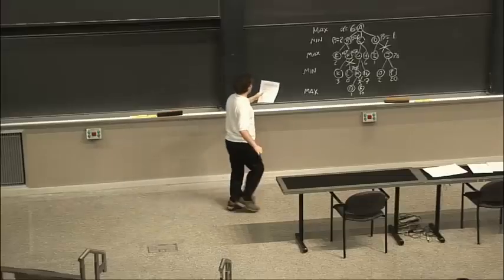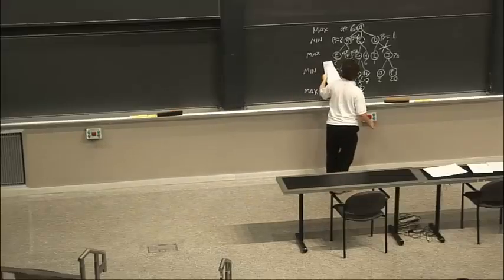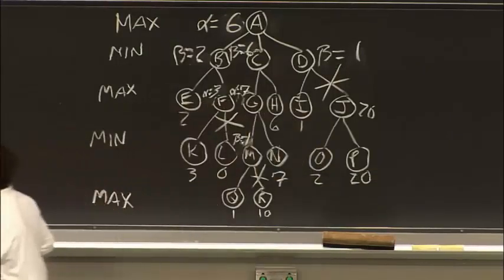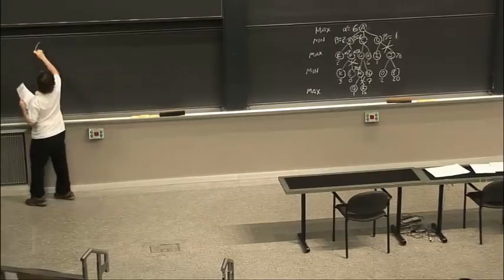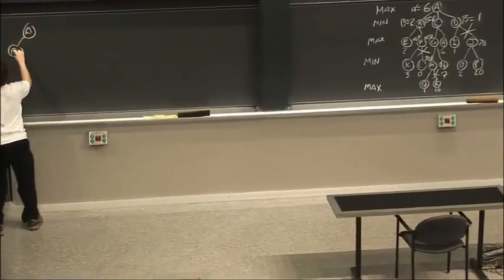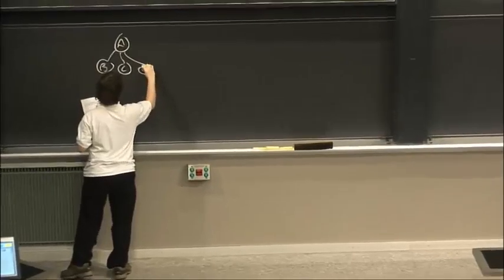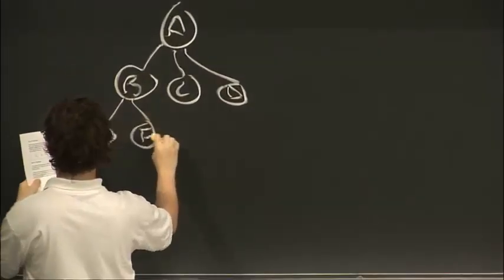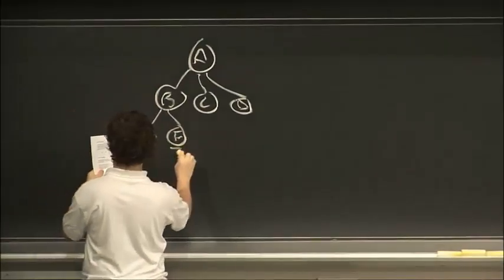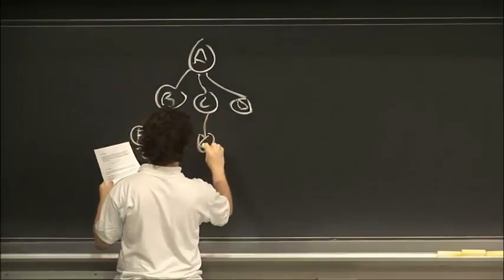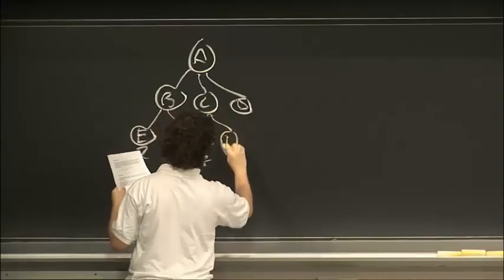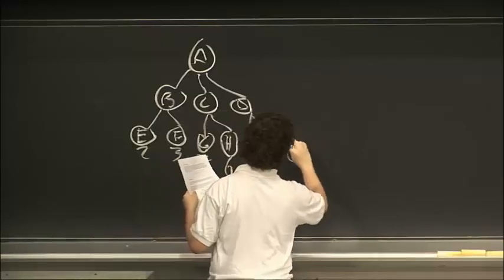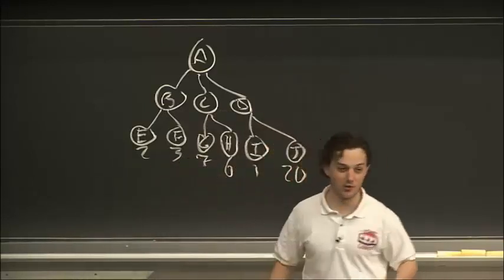Oh, yeah. So it's A, B, C, D with values of 2, 3, 7, 6, 1, 20. I'll draw that. This is the non-reordered tree. Let's see. So it's 2, 3, 7, 6, 1, 20. So what's the best way to reorder?